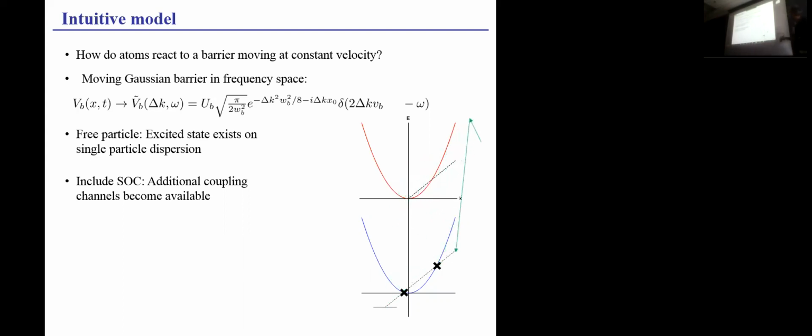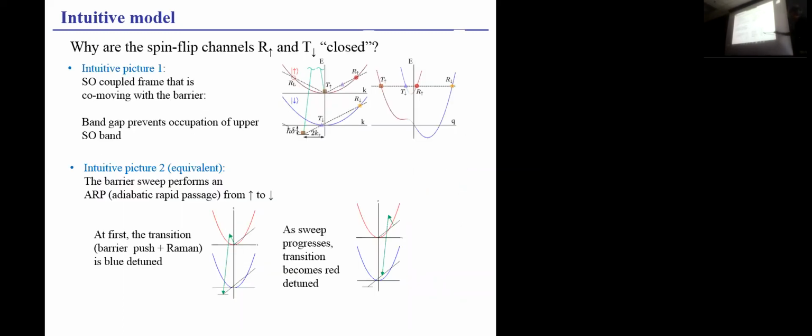Okay, and then as the barrier pushes the atoms, this transition slides up here, and you ask, where do the atoms end up? There's two possibilities. They can end up over here, or they can end up over here. Once the barrier is gone, your atom needs to lie on the free particle dispersion, on the p² over 2m that I've shown over here. So these two components exist. I can argue why this one is not occupied. This has to do with going into the first frame or considering it as an adiabatic rapid passage.